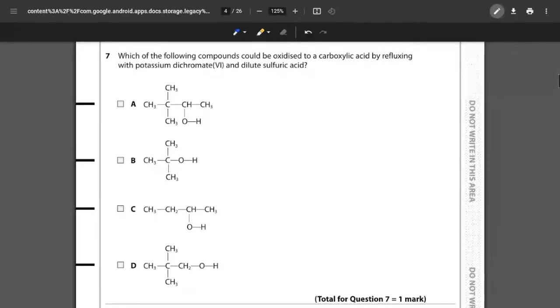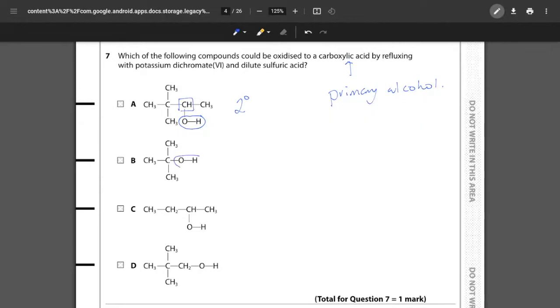For question 7, which of the following compounds could be oxidized to a carboxylic acid by refluxing with potassium dichromate and sulfuric acid? Well, in order to make a carboxylic acid, we must have a primary alcohol. So this is essentially just another way of asking which one of these is a primary alcohol. If we look at A, it is a secondary alcohol because this OH is attached to a carbon with only one hydrogen. So this is a secondary alcohol.